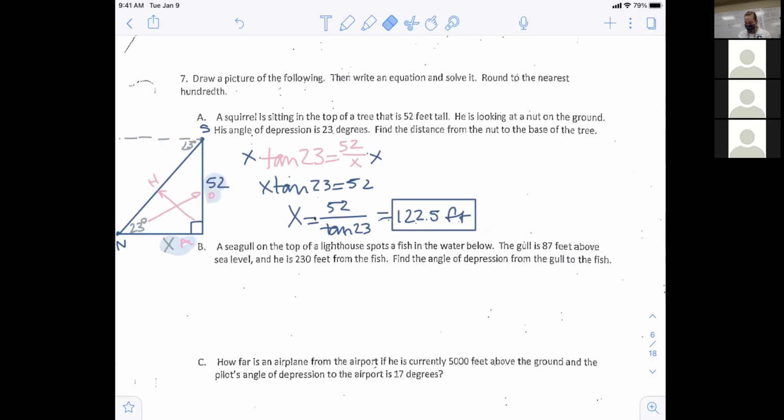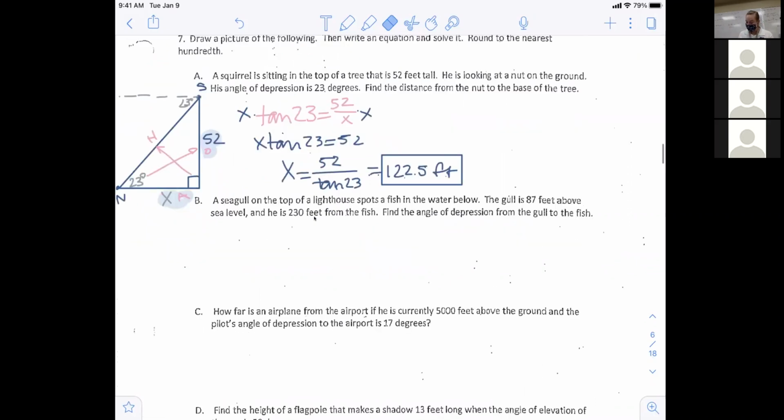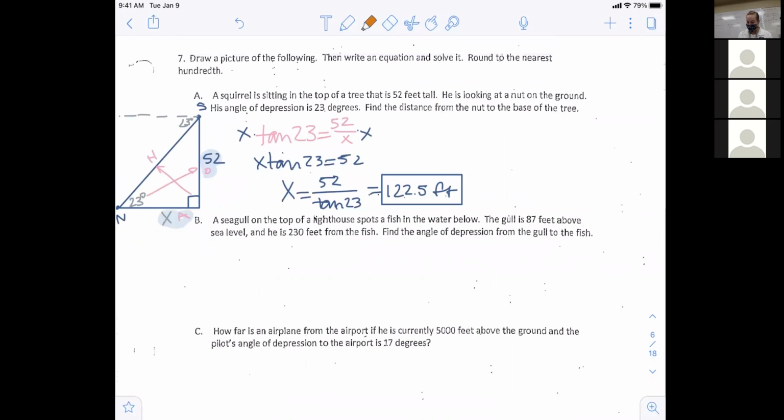These are all word problems that have to do with trig. We're either finding a side length or we're finding an angle. This exact problem is talking about a squirrel at the top of the tree. I labeled it with an S because I wanted to know where everything was. These pictures don't have to be great, but you need to know exactly what's going on.